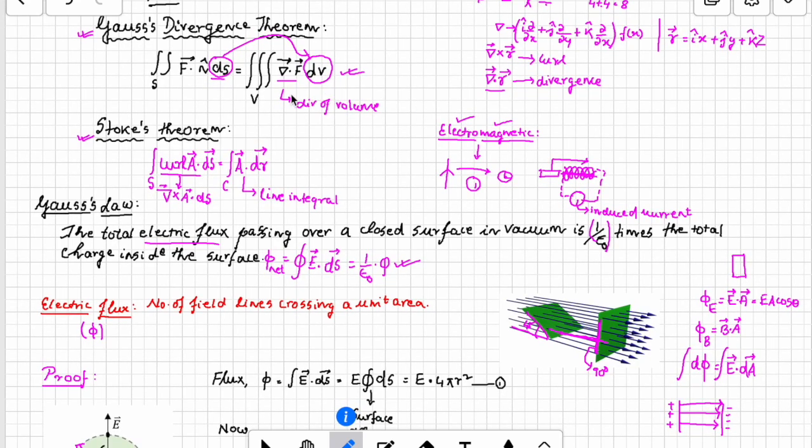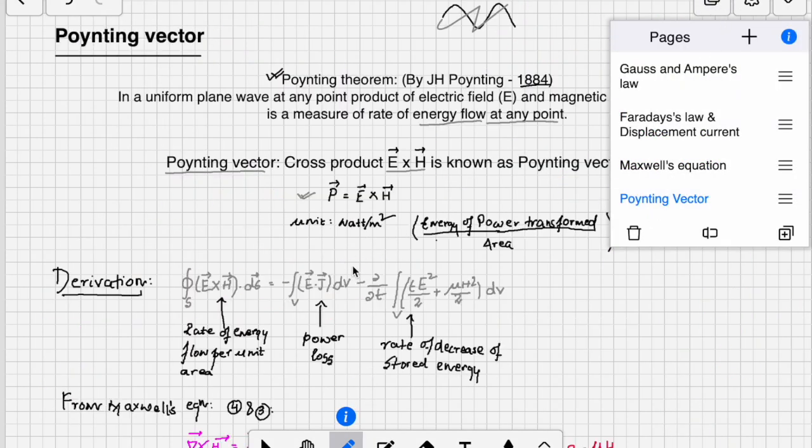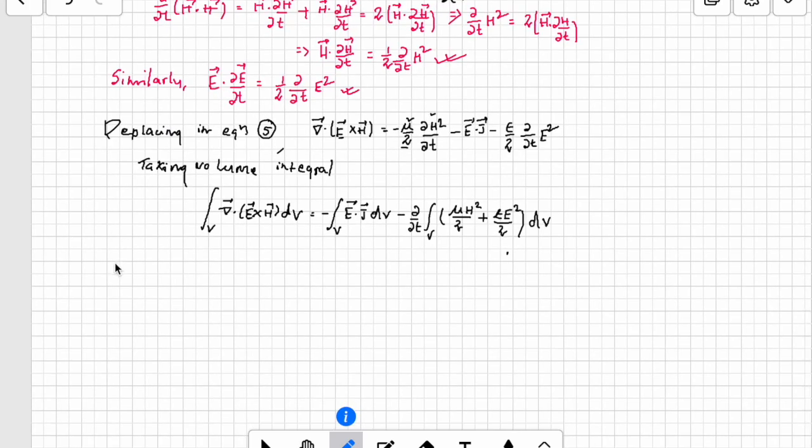If you basically have a volume integral of a divergence, you can directly take it as a dot product. You can directly take that vector and have the surface integral for that. So we are going to use the divergence theorem here. Let me just use the divergence theorem.